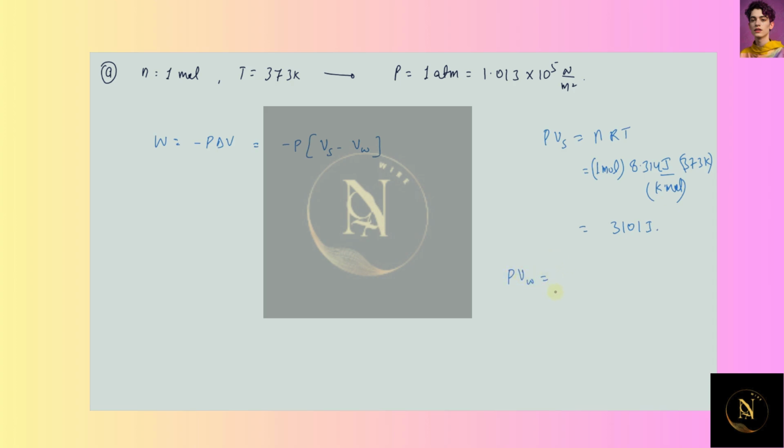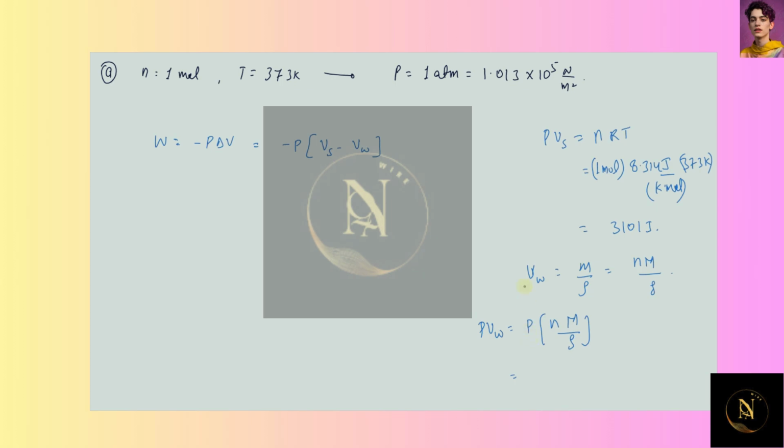So we can do one thing. First of all, we're going to calculate the value of V_w. V_w is volume, which can be written as mass divided by density, and mass can be written as n times the molar mass. So dividing by density, by using this formula, we can write P V_w equals P times n times M divided by rho. Now we can plug in all the values.